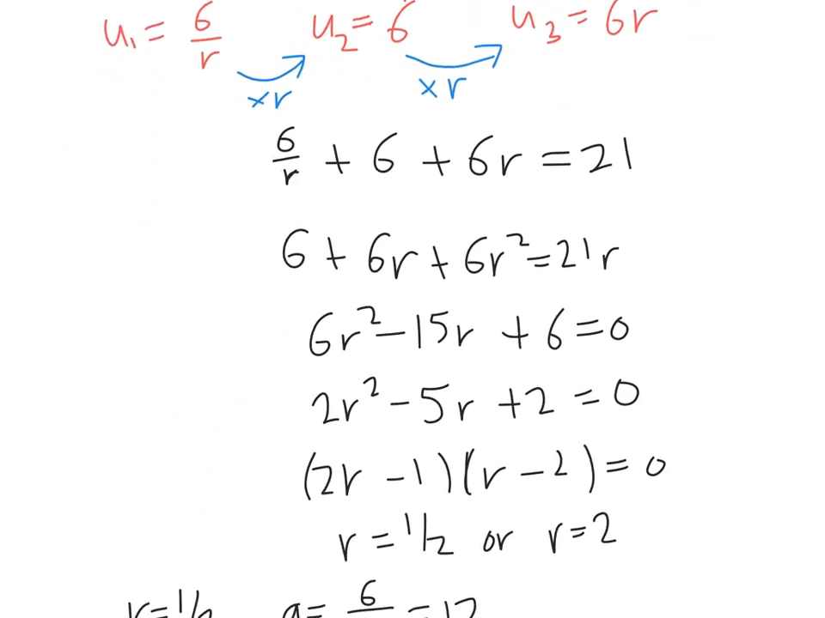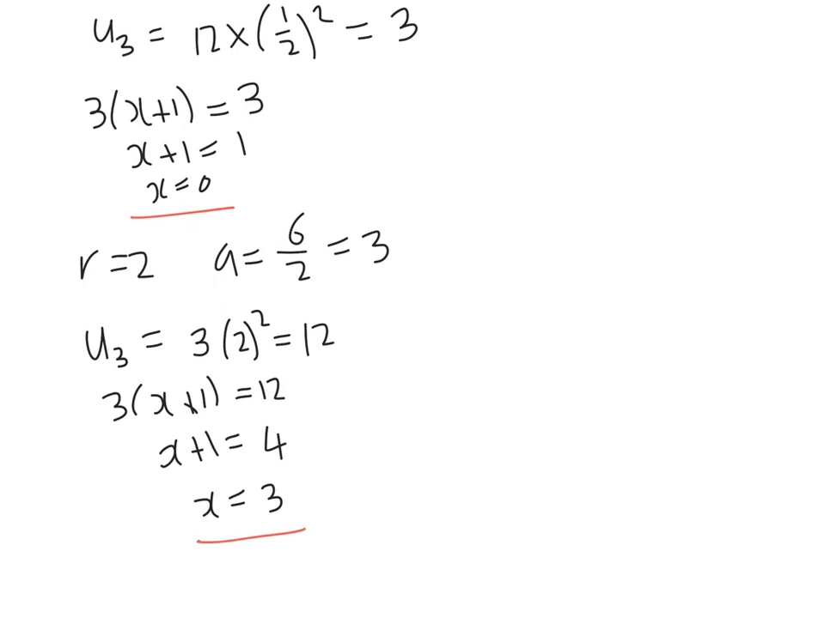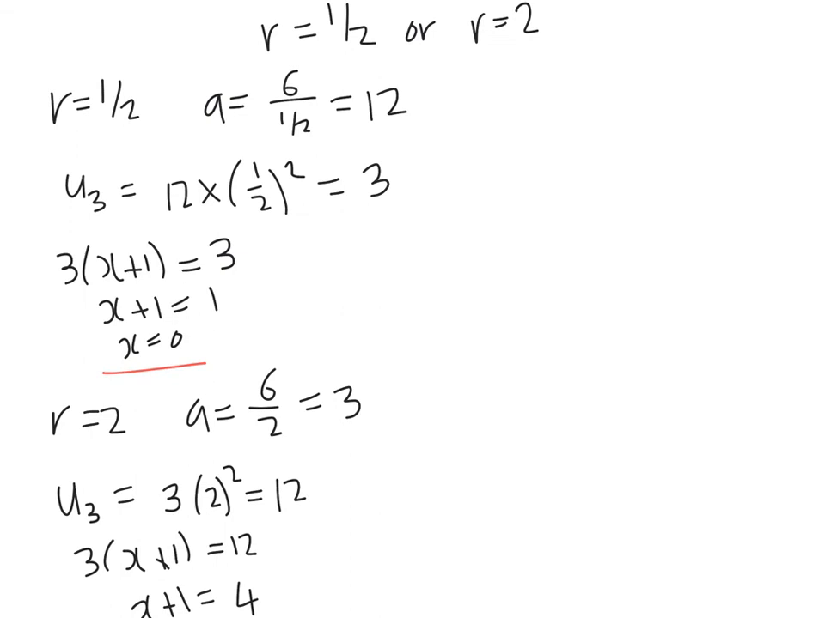Well, we know if a is 12, then the first term would be 12. The common ratio is a half, so then it would go to 6 and then go to 3. That's one possibility. The other possibility is when a is 3 and the common ratio is 2. So the first term is 3 multiplied by the common ratio 2, which gives 6, and then times by 2 again gives 12. You might have to watch that video a few times, but hope it helps in the end.